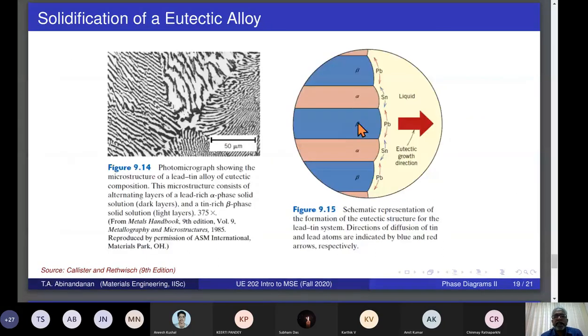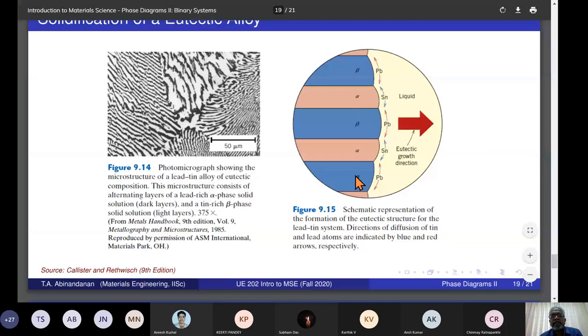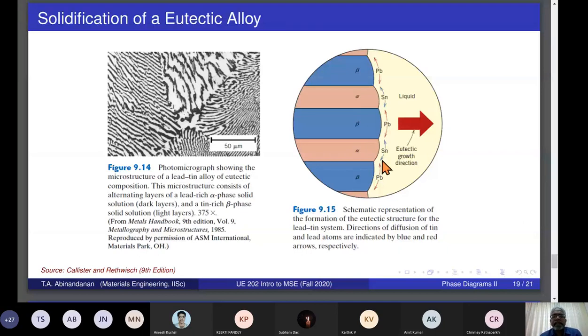So let's quickly run through this. Alpha and beta. Alpha is lead rich and beta is tin rich. And so here's a liquid and here's the alternating lamellae that you have. Since alpha is lead rich, from the liquid more of the lead should go to alpha and join alpha so that alpha can grow. And more of tin should join beta so that this beta can grow. And so this alternating lamellae help set up things in such a way that this can happen quite readily ahead of the solid liquid, this broad interface that separates the two-phase solid and the single-phase liquid.